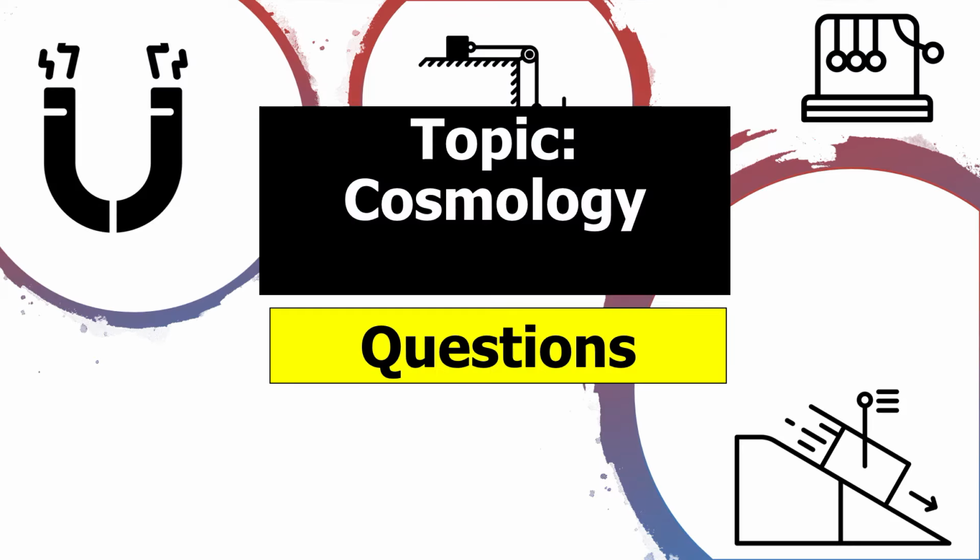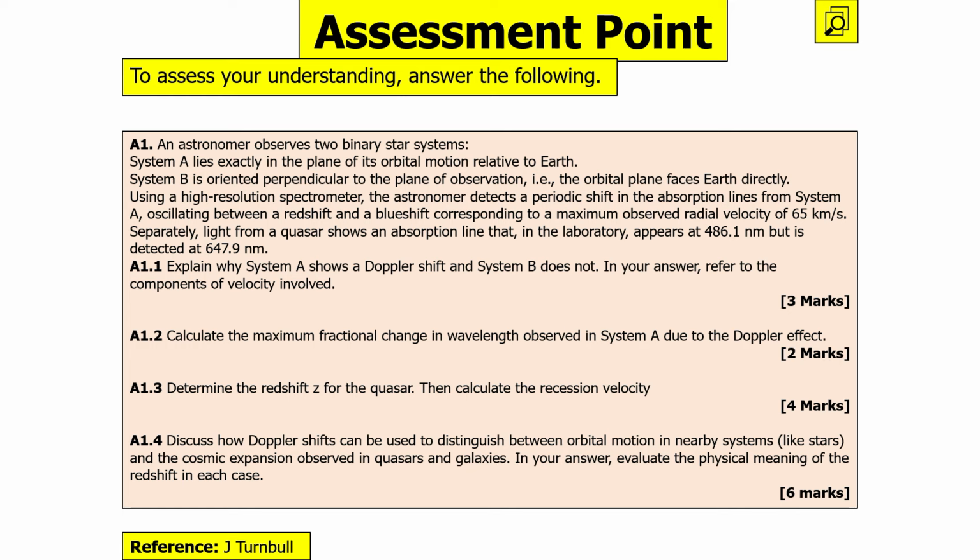Let's now have a look at some questions regarding cosmology. An astronomer observes two binary star systems. System A lies exactly in the plane of its orbital motion relative to Earth. System B is orientated perpendicular to the plane of observation. The orbital plane faces the Earth directly.